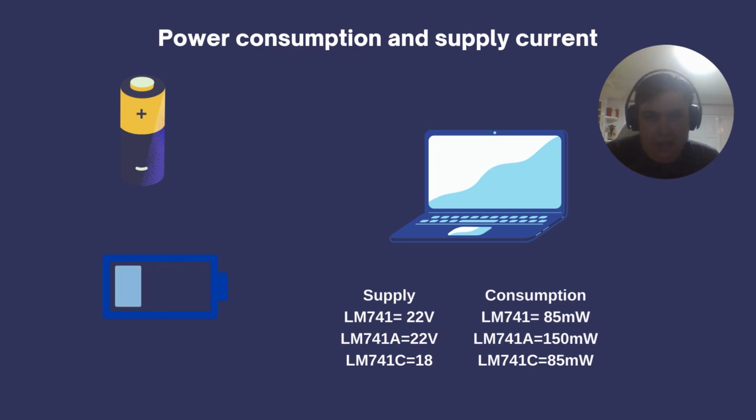For this op-amp, the LM741, we have a maximum supply voltage of 22 volts, and the consumption is 85 milliwatts. It varies depending on the model, which is 741A and 741C, that we can see here. The changes are notable in each version of the amplifier.